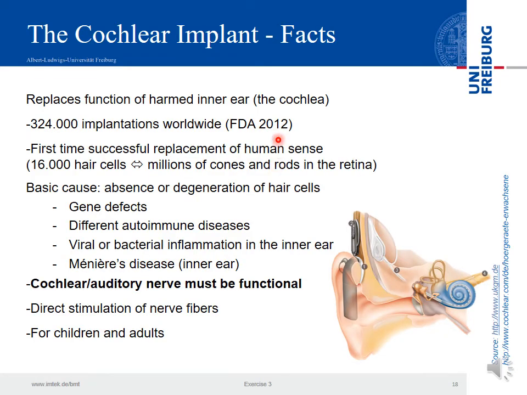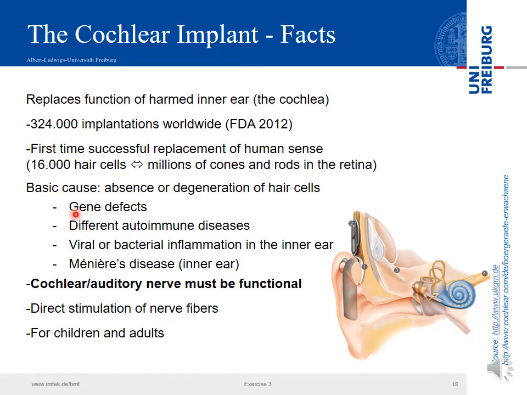Well, up to 600,000, but the numbers are not that clear. Or cochlear implants. The thing is that we have 16,000 hair cells in the inner ear. Just as a comparison, we have millions of rods and cones in the retina for vision. And this is really the first successful replacement of a sensory sense in the human body. We have gene defects, different autoimmune diseases, viral or bacterial inflammation, Meniere's disease, that's an inner ear disease, or people who lose their hearing just by noise.